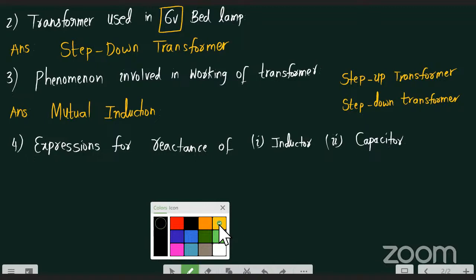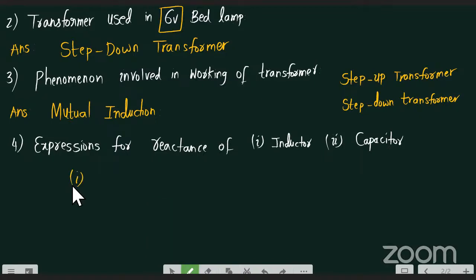Very easy answer. For inductance reactance, what we'll be writing? We'll be writing XL. What is that first one? Inductive reactance. If you want to write this inductive reactance, you can write. Otherwise, if you write directly expression, that will also fetch you the mark. It is represented by XL and the formula will be omega into L, where L is the inductance of the coil and omega is the angular frequency of the coil.